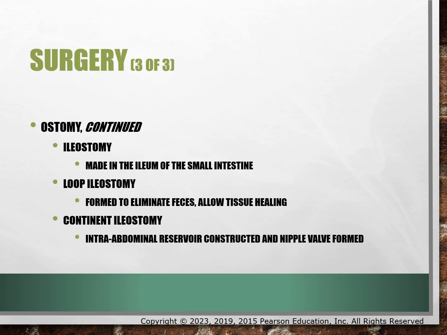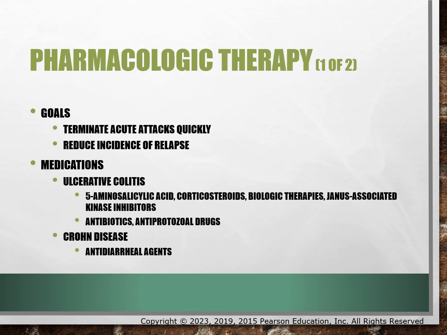Okay, and you have the different types of ileostomy: loop ileostomy and continent ileostomy. If your ileostomy is in the small bowel, your output of bowel will be more liquid. If it's lower down in the lower parts of the colon, you'll have more formed bowel movement come through the colostomy. So, pharmacological therapy.